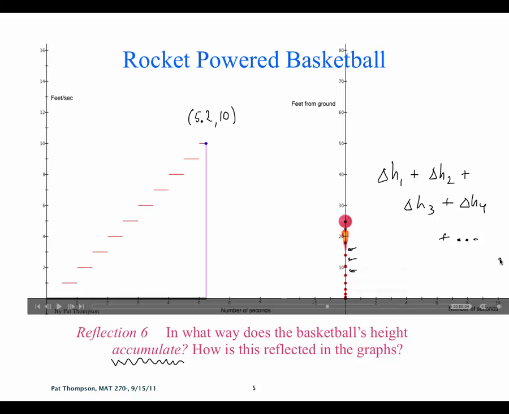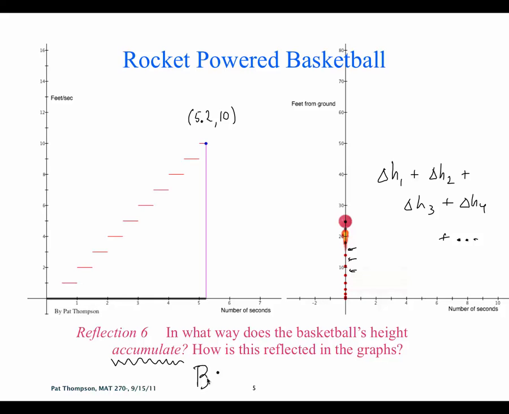So any quantity whose value is changing can be thought of as changing in bits. A little change plus a little change plus a little change plus a little change. That's a big theme here, okay? So that's how the height can be thought of as a first little change in height in the first half second, then a little change in height in the second half second, etc. Change in height, bit by bit.